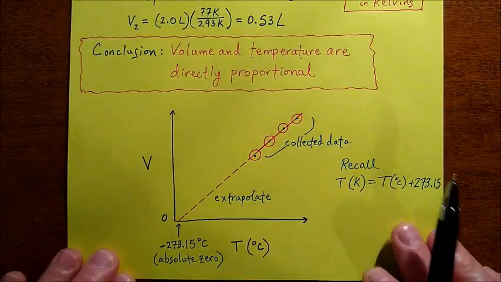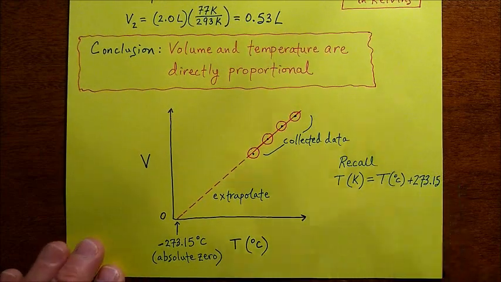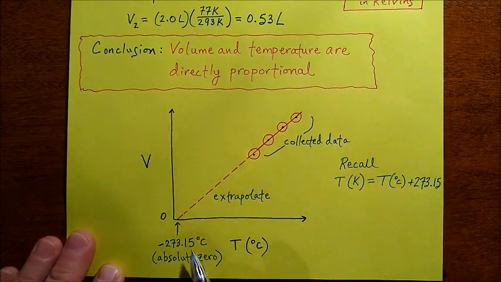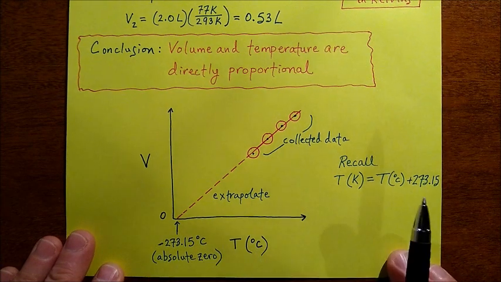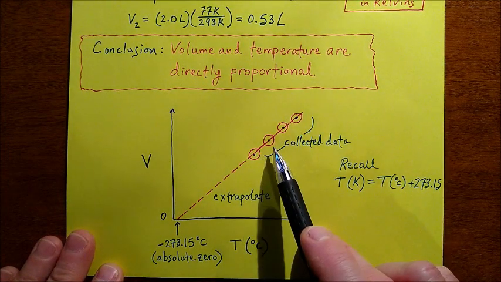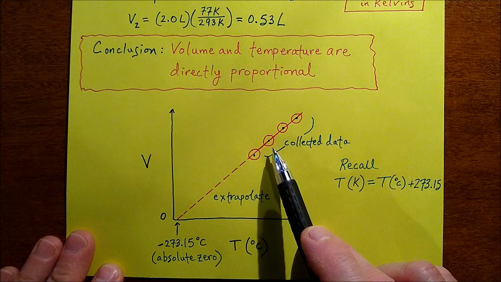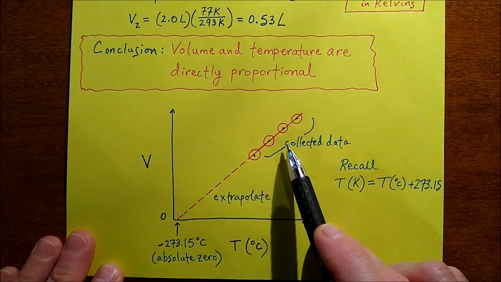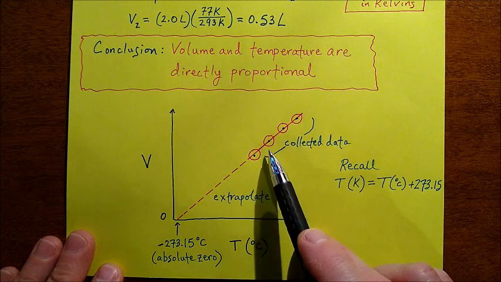And graphically, we can represent Charles' law like this. You graph volume on the y-axis versus temperature. We could express temperature in degrees Celsius or Kelvin. I've shown you here in degrees Celsius. But if you collect data, V over T data, for different situations, which is what we're going to do in this week's lab, I'll show you some sample data, but it should look something like this.